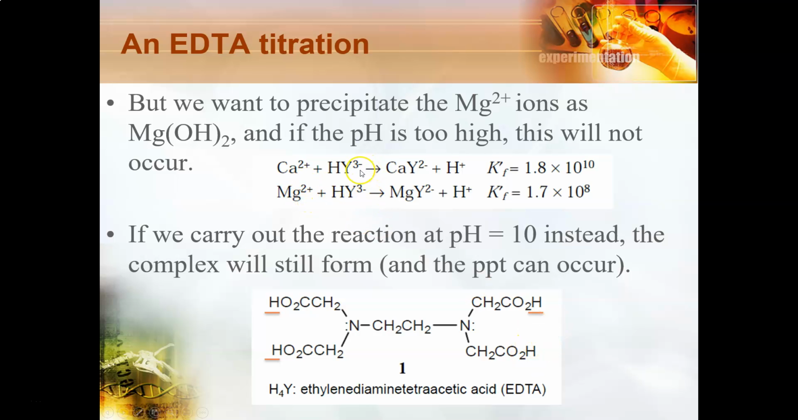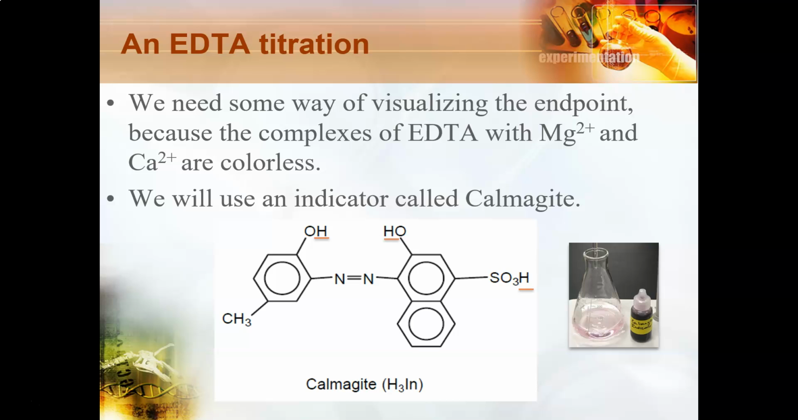So we have this HY3 minus complex, and again, if we add either calcium or magnesium ions, we will get this complex. And the Kf values aren't quite as large, but they're large enough, so we know that this reaction will go to completion. So again, we can add the EDTA and have the EDTA react completely with the magnesium and the calcium ions that are in our seawater sample.